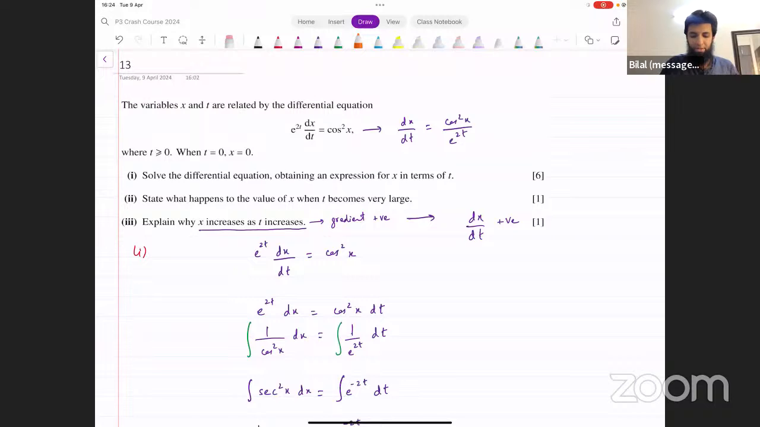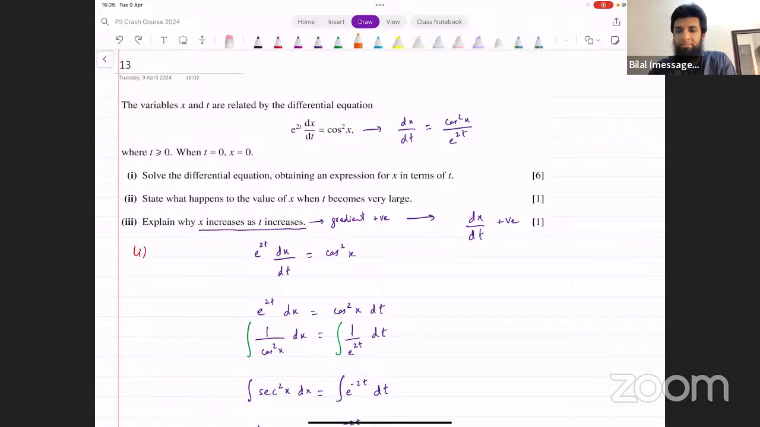Yes, sir. So this statement basically means that gradient is supposed to be positive. And gradient for curves is basically the derivative. In this case, the variables are x and t. So we say dx over dt has to be positive. Okay. Any other questions on this?